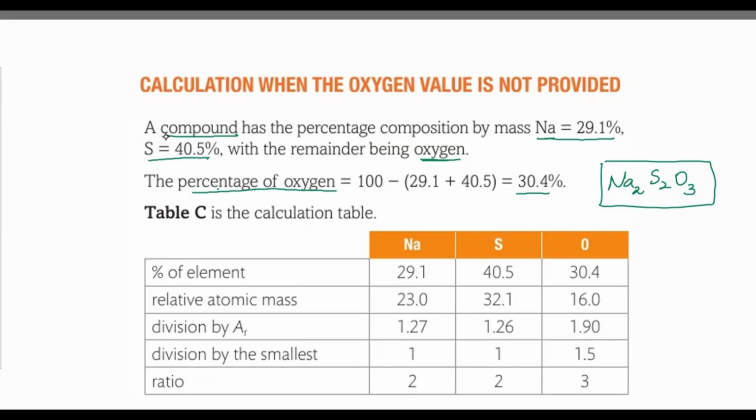So in certain cases they leave the percentage of one element unknown. If you know the percentage of the others, you can subtract from 100 to find out the percentage of the other missing element whose percentage is missing. Okay, fine.